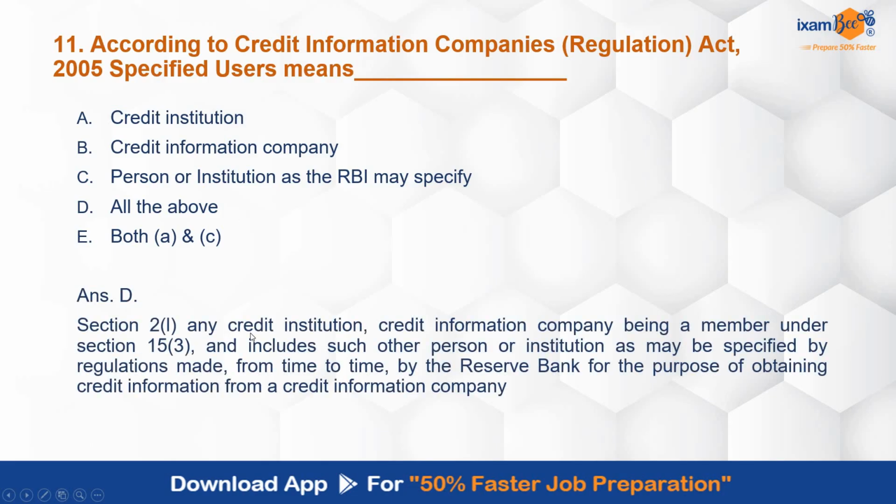Section 2L, any credit institution, credit information company, member under Section 15 Clause 3 includes such person or institution as may be specified by regulations made from time to time by the RBI. So this means that all of the above are covered under the definition of specified users.